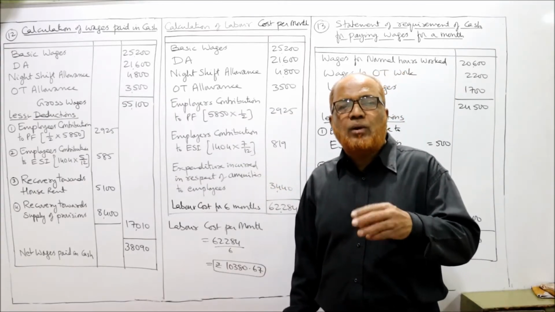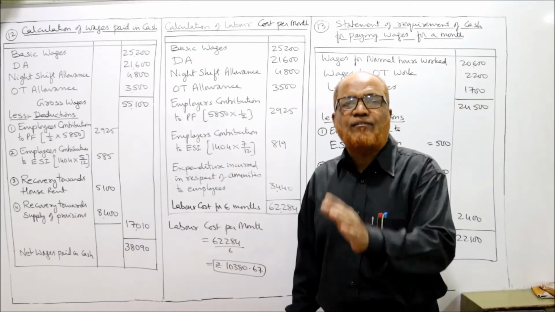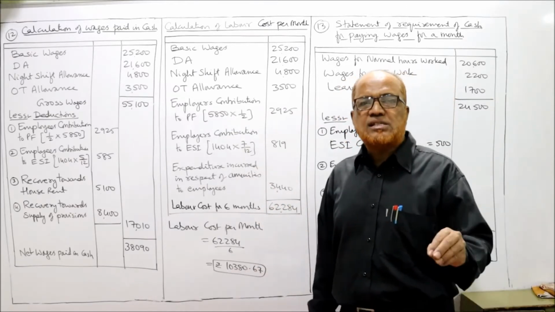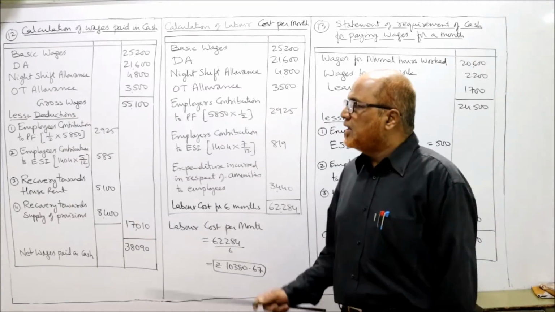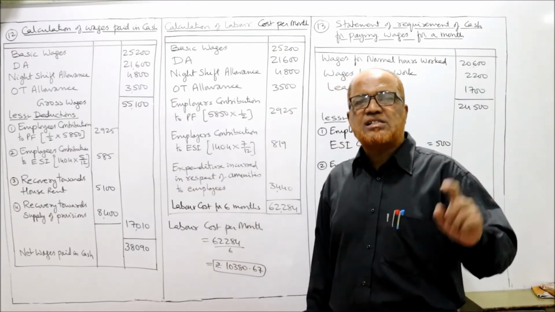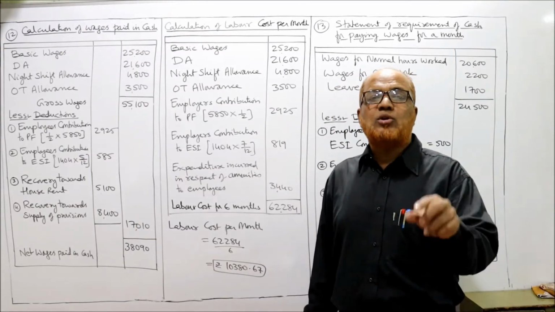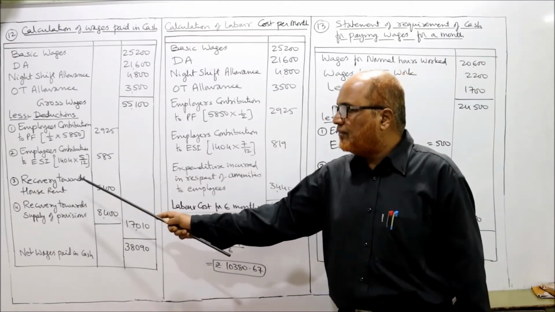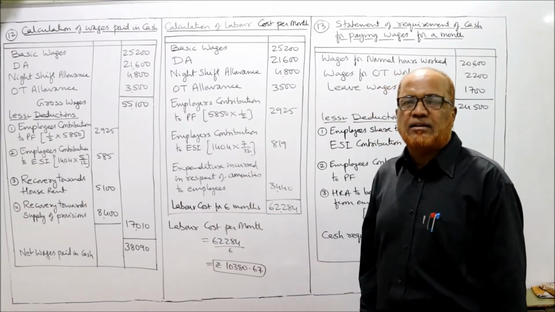Employer is contributing some amount to the Provident Fund of the workers. How much? Half of 5,850, that is 2,925. This is the amount paid by the employer from their own pocket in the PF. Similarly, the employer's contribution to ESI. The total amount deposited in ESI is 1,404, out of which the employer's contribution is 7 by 12 and the employees' contribution is 5 by 12, which we have already taken. Employer's contribution is 7 by 12, 819.